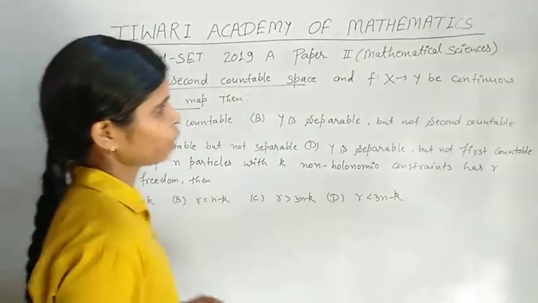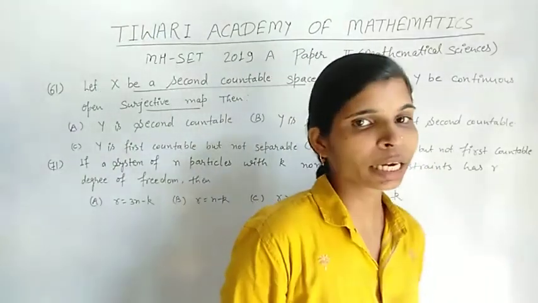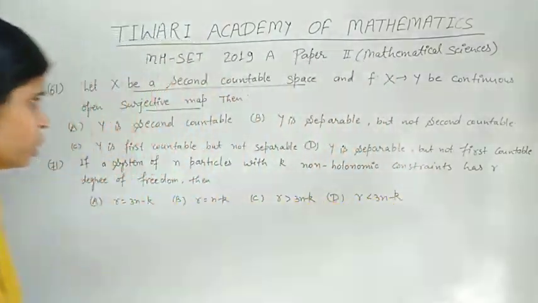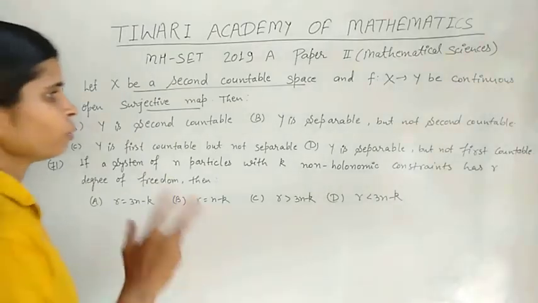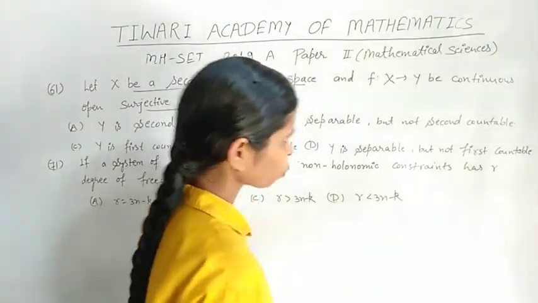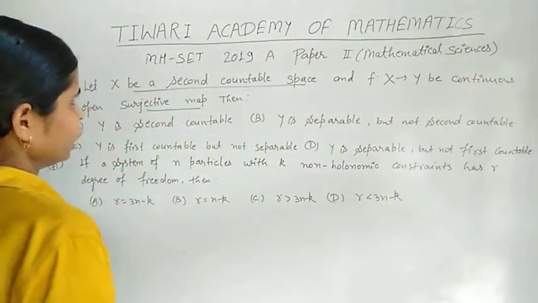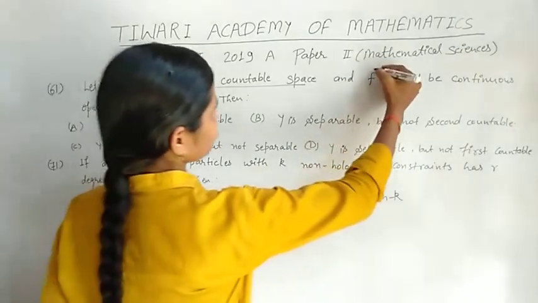Option B: Y is separable but not second countable. Option C: Y is first countable but not separable, and option D: Y is separable but not first countable. Same function is continuous.